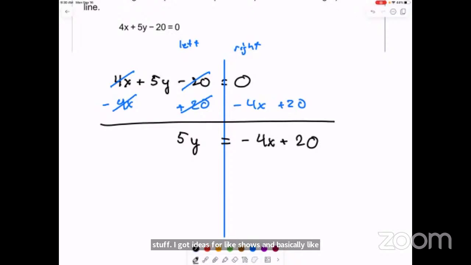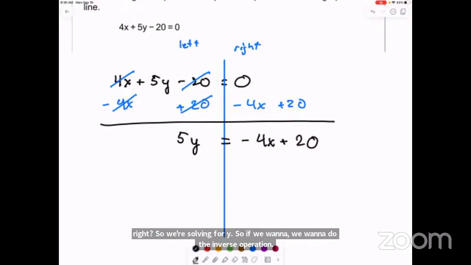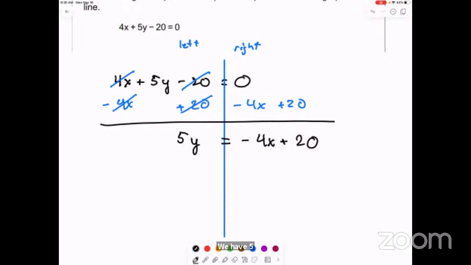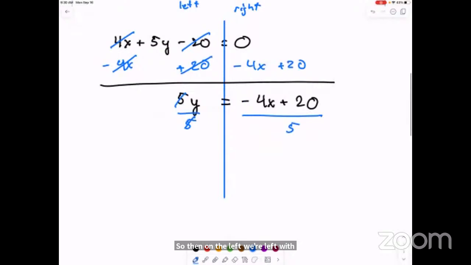Okay, right. So we're solving for y. So we want to do the inverse operation. We have 5 times y. The inverse operation of multiplication is division. So what we do to one side of the equal sign, we do to the other. We need to divide the whole side by 5. 5 divided by 5 is 1. 1 times anything is itself. So then on the left, we're left with y.